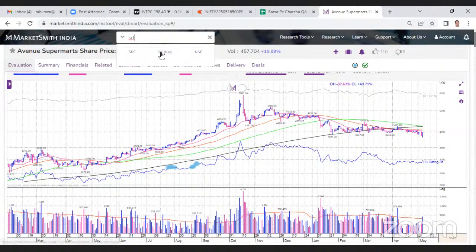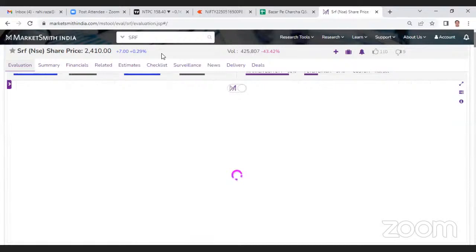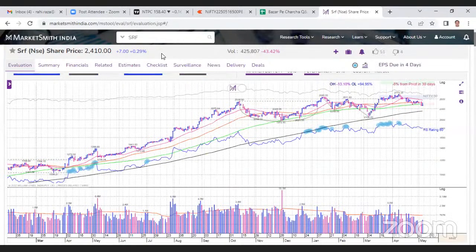SRF next. SRF is in sideways only. Yesterday, if I am not wrong, MSI removed this stock from the model portfolio because it hit the 8% stop loss criterion. The trend is now deteriorating a little on the weekly chart and monthly chart as well, so I am not denying further correction. I'm expecting at least a 10% correction in the next 1 or 2 months.